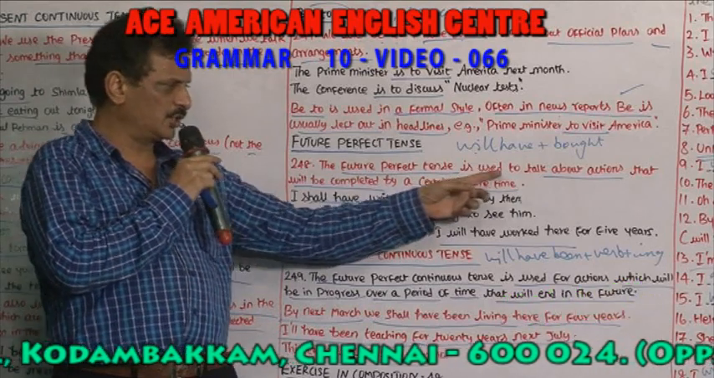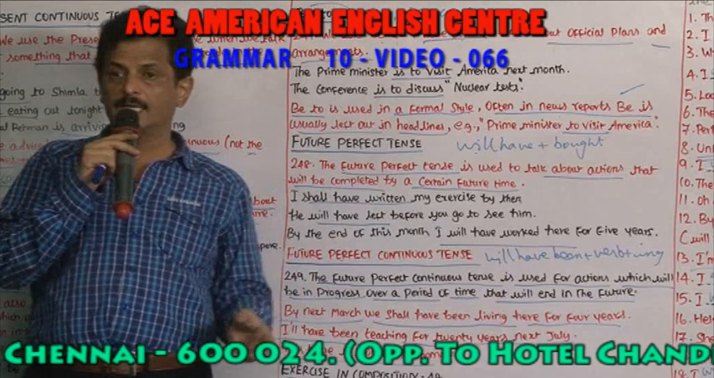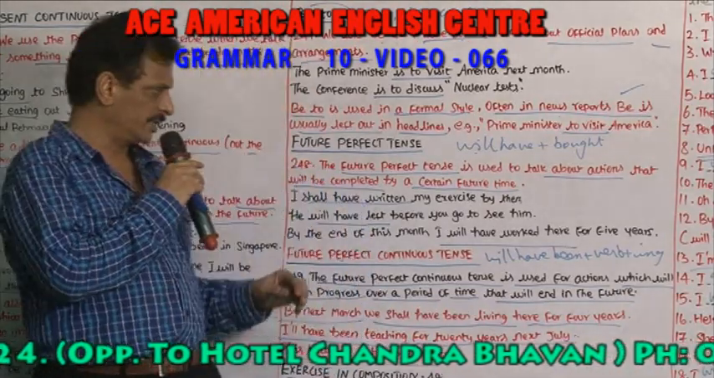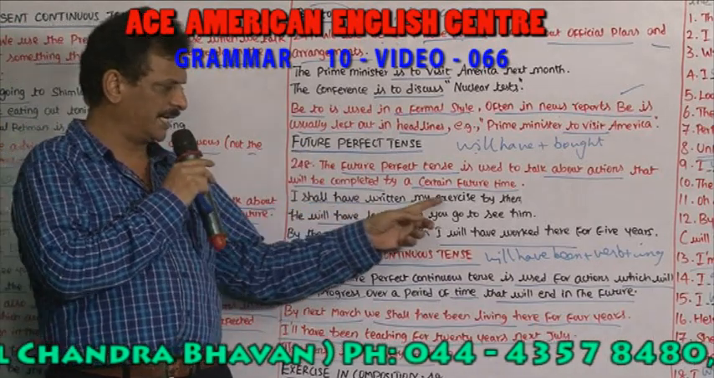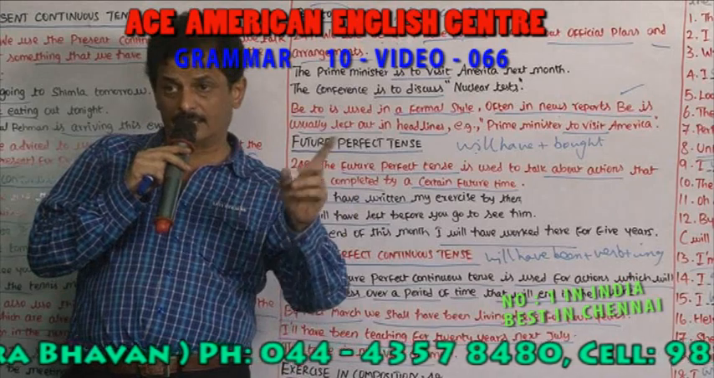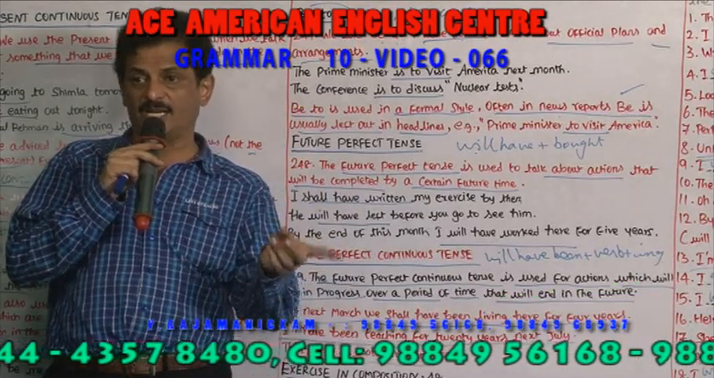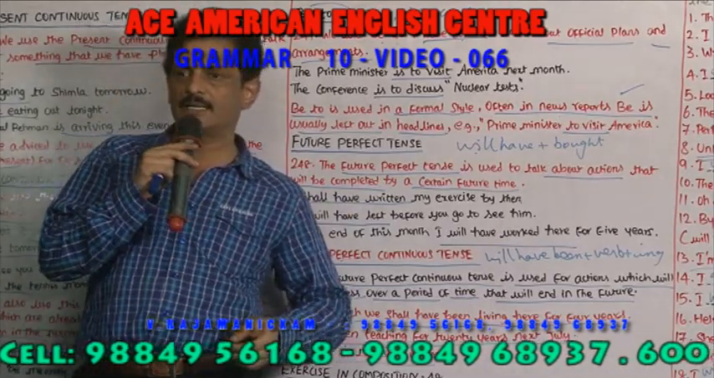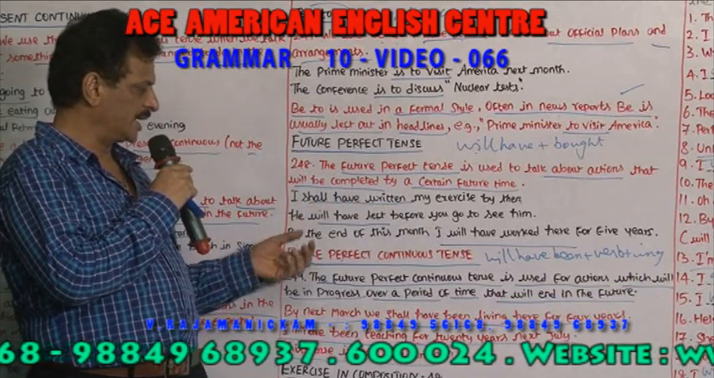Future perfect tense is used to talk about an action that will be completed by a certain future time. எதிர்காலத்தில் குறிப்பிட்ட நேர காலத்திற்குள் ஒரு காரியம் நடந்து முடிந்திருக்கும் என்று சொல்கிற பொழுது இந்த ஃபியூச்சர் பெர்ஃபெக்ட் டென்ஸ் யூஸ் பண்ணுகிறாய். I shall have written my exercise by then. எதிர்காலத்திலே ஒரு ரெண்டு மாதத்திற்குள் இந்த பரீட்சையை நான் எழுதி முடித்து விட்டிருப்பேன். ஸோ எதிர்காலத்திலே ஒரு குறிப்பிட்ட நேரத்தில் இந்த காரியம் நடந்து முடிந்திருக்கும் என்று சொல்கிற பொழுது shall have written என்று சொல்கிறாய்.